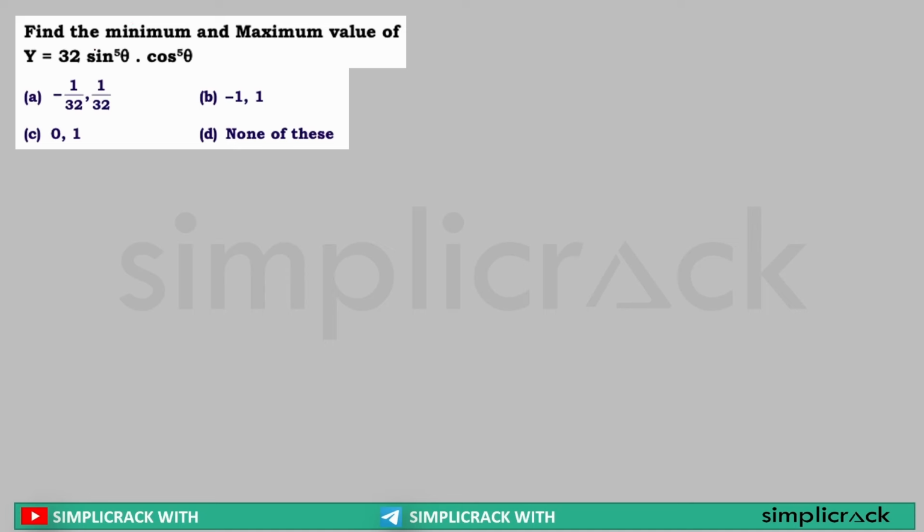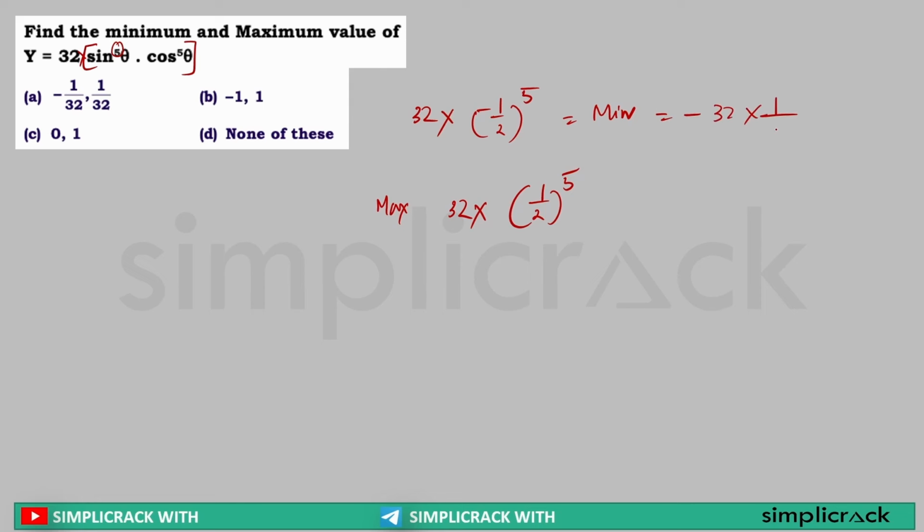Next, minimum and maximum of 32 multiplied by this. We will only consider 32 multiplied by the minimum value of this. The fifth power is odd, so it is 1 by 2 to the power 5. This is the minimum. For maximum, it will be 32 multiplied by 1 by 2 to the power 5. Simple? Here it is minus 32 into 1 by 2 to the power 5, and 2 to the power 5 is equal to 32. So 32 is crossed out, and this is minus 1. In case of plus, this is 32 into 1 by 2 to the power 5, 32 crossed out, that is 1. So the answer is minus 1 to 1. Clear? Sorted? Yes or no?